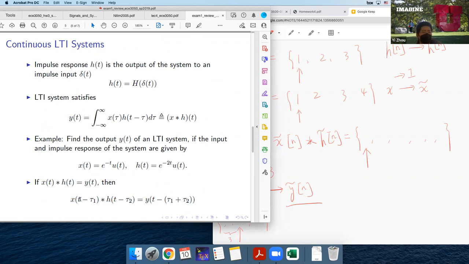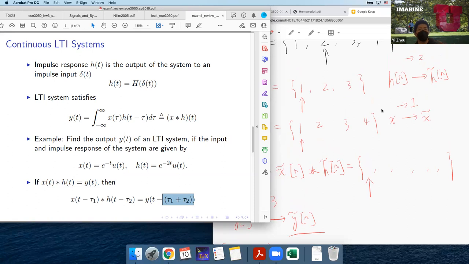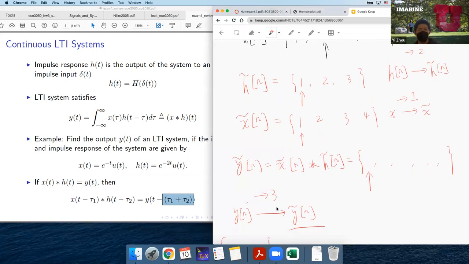If we shift both of the inputs and then take convolution, then it is almost like we first take convolution and then shift the output correspondingly. But on the output side, the time shift is the summation of the time shifts from both of the input sides. So in this case, we are shifting the input to the right by 2 and to the right by 1 respectively. That means from yn to y tilde n, we are shifting to the right by 3 units. And once we work out the y tilde n, we need to shift it to the left by 3 units to get the yn.